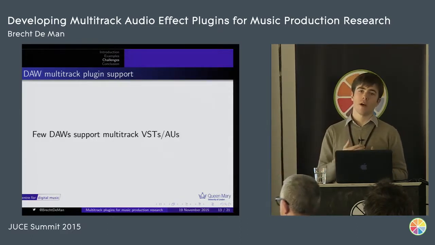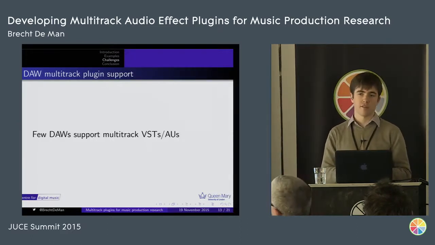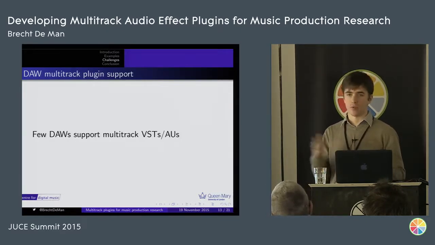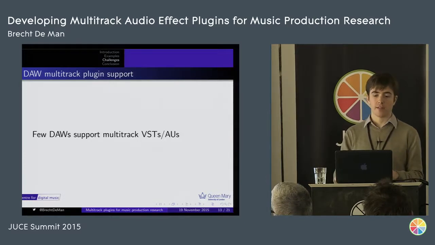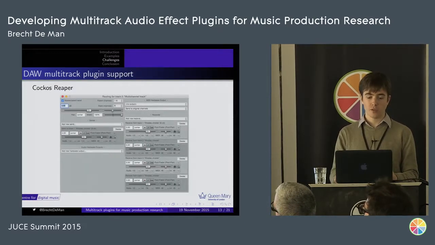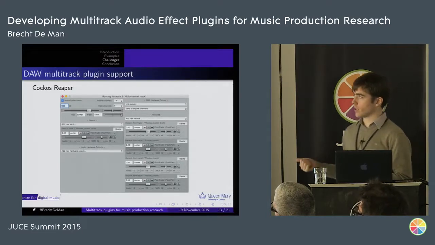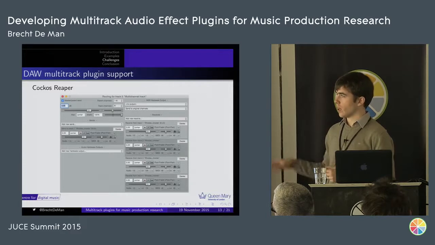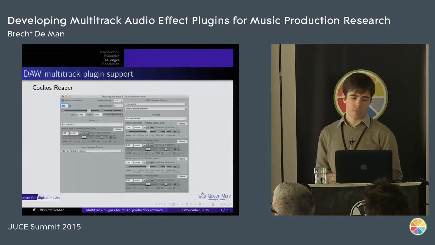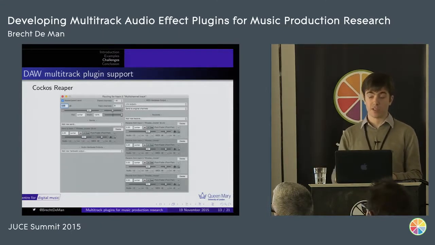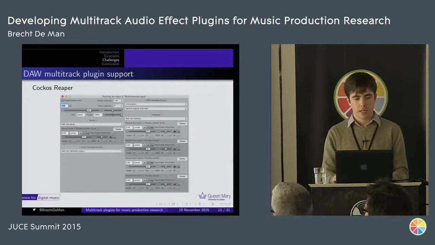Some of them obviously support 5.1, 7.1 mixing, and maybe up to like eight channels per track. Notable examples that do support it: Reaper is one that we actually use quite a lot. It's rather open and very flexible. The routing options are quite extensive as well. And this is basically what we use all the time for running this type of multi-track plugin architecture.